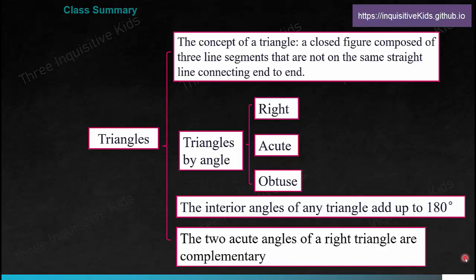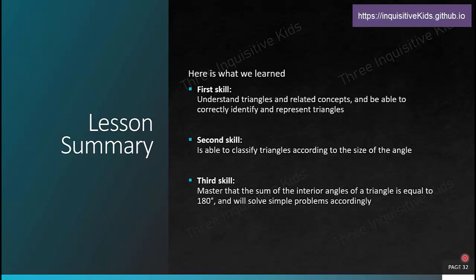And then we learned about triangles by angle, which was split up into three groups: right triangles, acute triangles, and obtuse triangles. The three main skills we learned today: first, understand triangles and related concepts and be able to correctly identify and represent triangles. Second, be able to classify triangles according to the size of the angle. Third, master that the sum of the interior angles of a triangle is equal to 180 degrees, and solve simple problems accordingly.